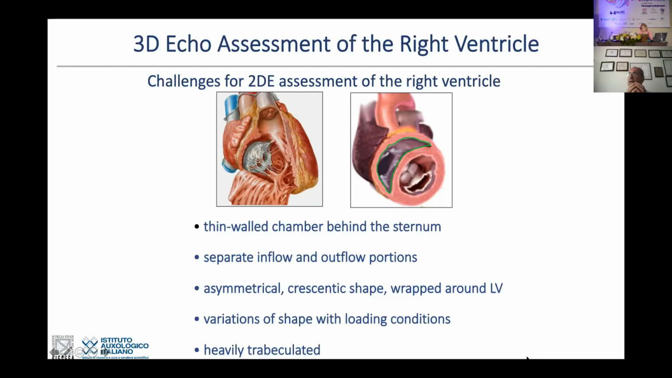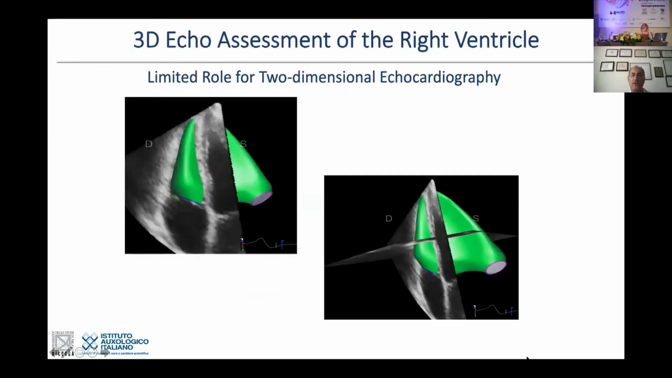So unlike the left ventricle, where we can approximate the calculation of volume with formulas from measurements of areas and length, there is no formula that can derive the volumes of the right ventricle from simple linear or area measurements. And not only that, but this peculiar shape of the right ventricle is not constant, it changes with the changing loading conditions. And we all know that the right ventricle is particularly sensitive to loading conditions.